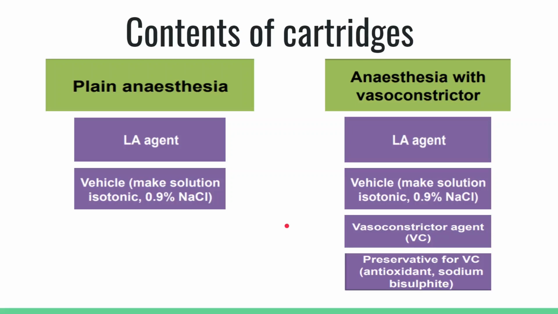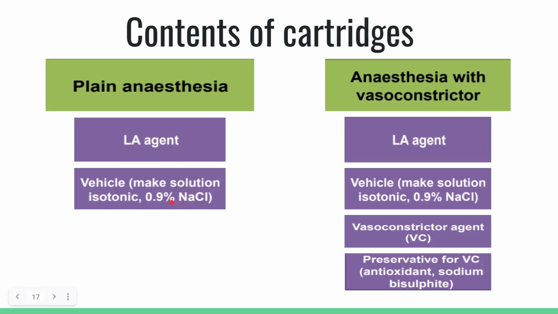So let's talk about the contents of cartridges. Local anesthetics come in different formulations depending on the company that makes them. The companies that manufacture local anesthetics either make plain anesthesia, meaning plain anesthetic without anything else, or anesthesia with vasoconstrictor, meaning it basically includes the local anesthetic with a vasoconstricting agent. Later we will discuss why the vasoconstricting agent is important and what its uses are, but now we're going to take an overview. Plain anesthesia consists only of the local anesthetic agent, which is the anesthetic drug, plus the vehicle. The vehicle is the actual solution that dissolves the local anesthetic.